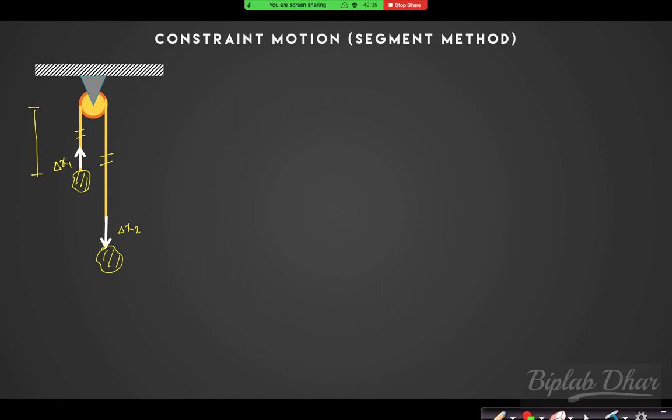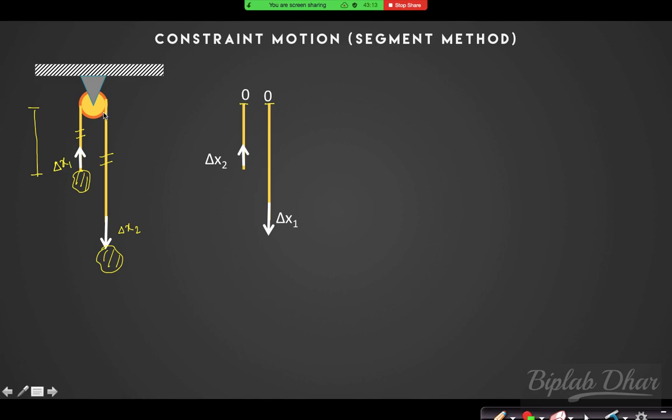Suppose I have these two segments of the string. The two segments you can see, left side and right side, are two segments of the string. I have separated the segments. Now you can see that the left side segment is connected to the pulley at its topmost point, which is fixed. The topmost point of the other segment is also connected with the same fixed pulley.